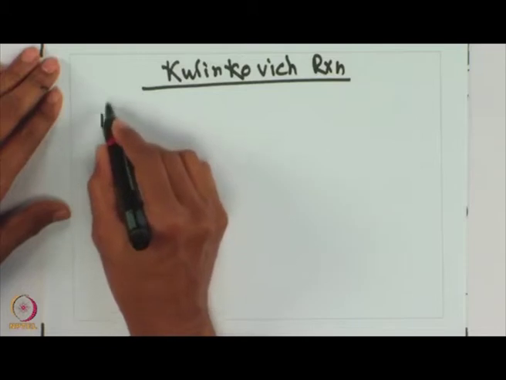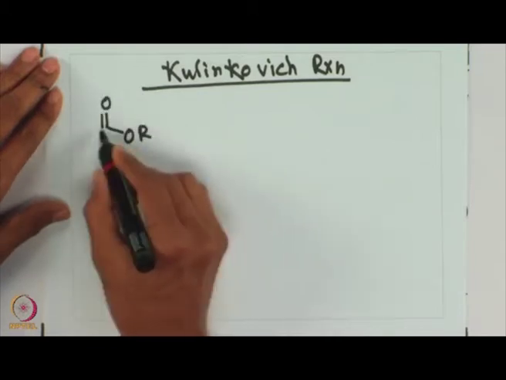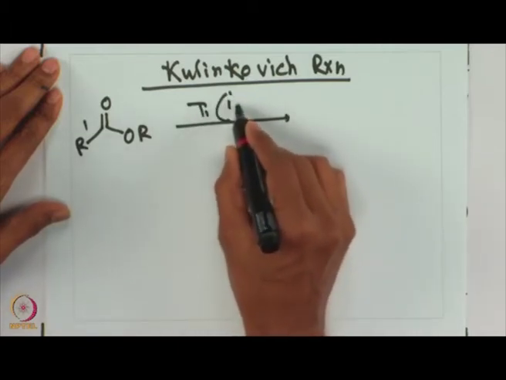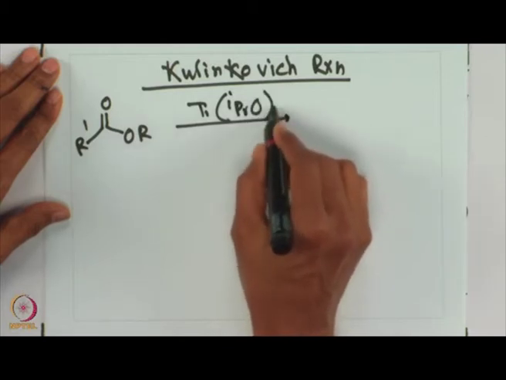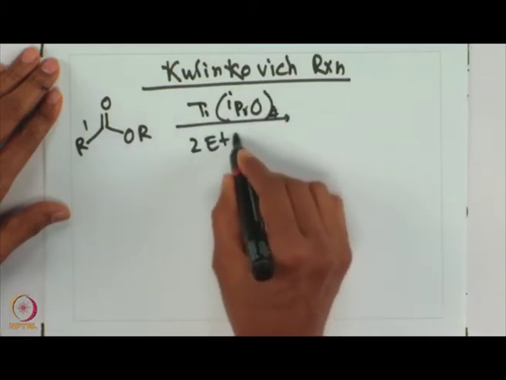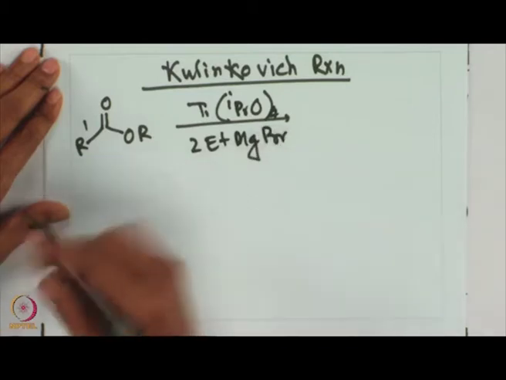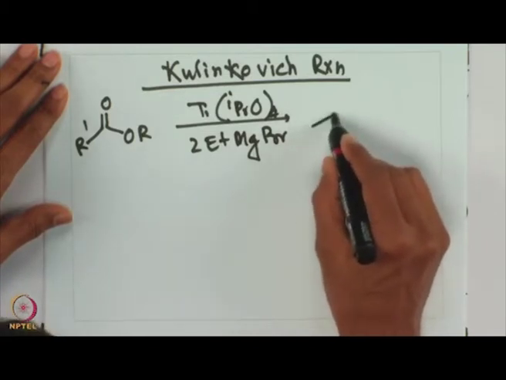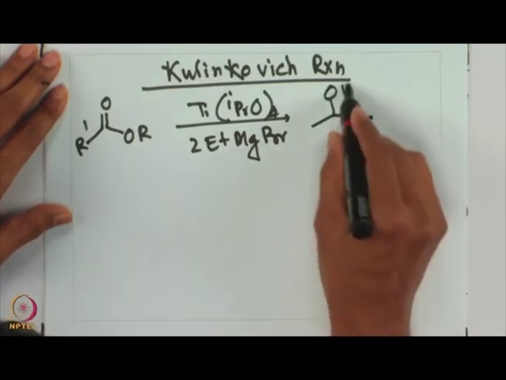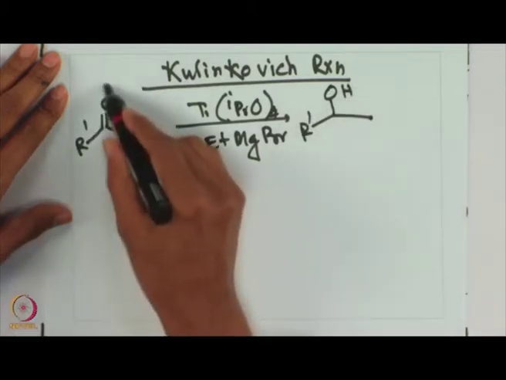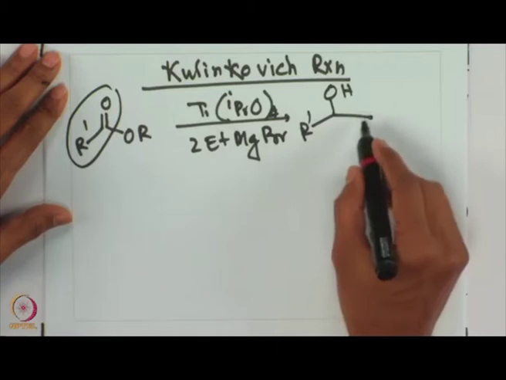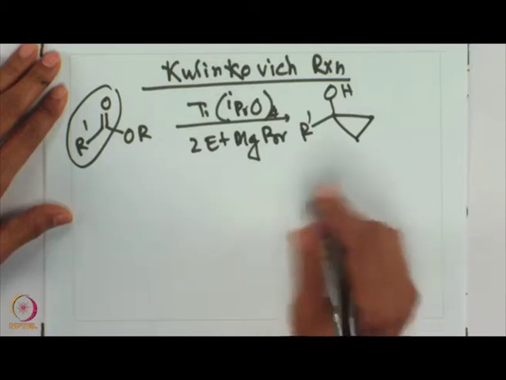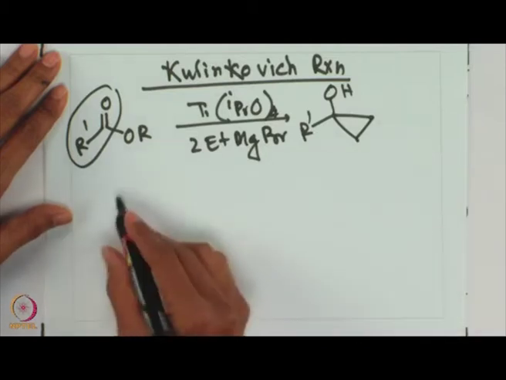It is, as I mentioned, a reaction of an ester and titanium tetraisopropoxide with 2 equivalents of ethyl magnesium bromide that will give rise to the cyclopropane ring. A titanosin intermediate will be formed, and overall you will get the cyclopropanol, where the ester is reacting with the titanosin reagent. A variety of different versions are known, both stoichiometric and catalytic.